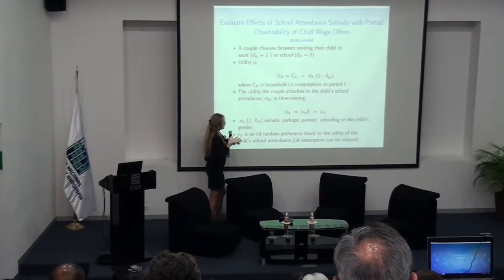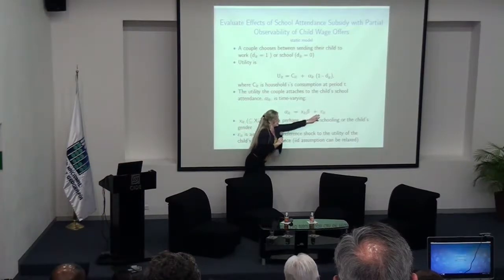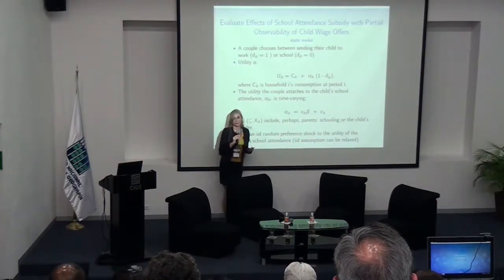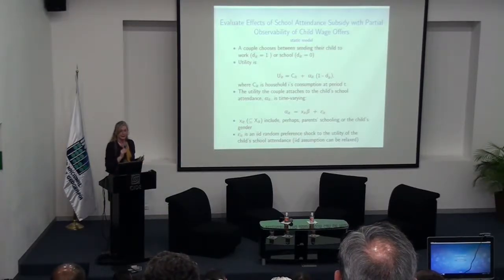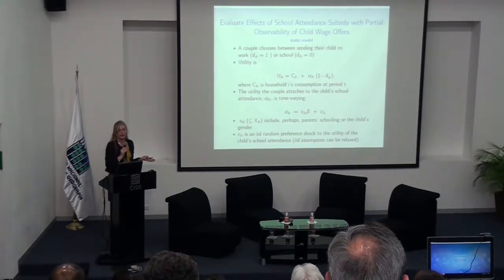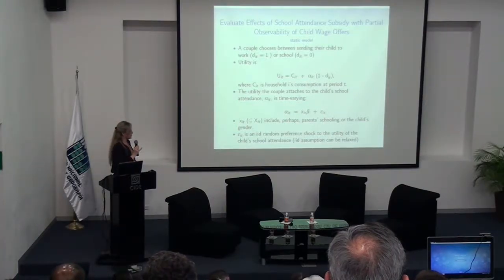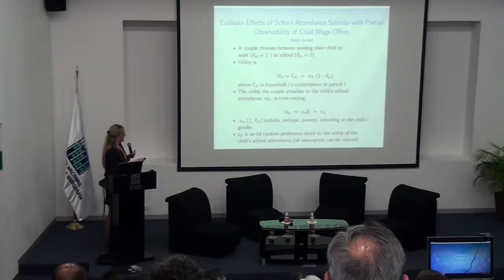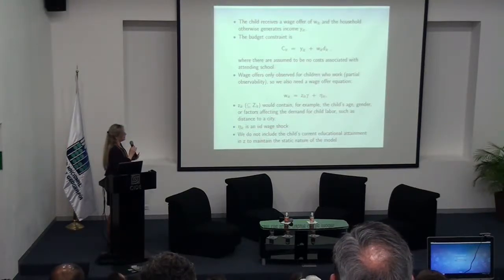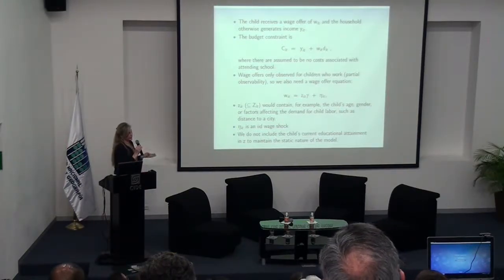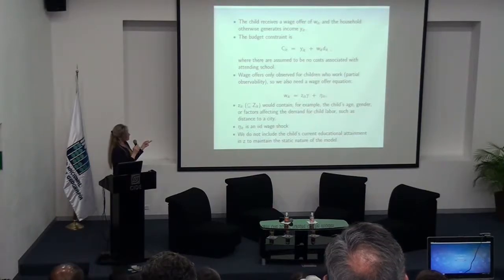Okay, and then this is what we would call a preference shock, which is a random, unobserved component. It's something that would make families behave differently even if they look the same in the observables. So there's some random, unobservable affecting preferences.